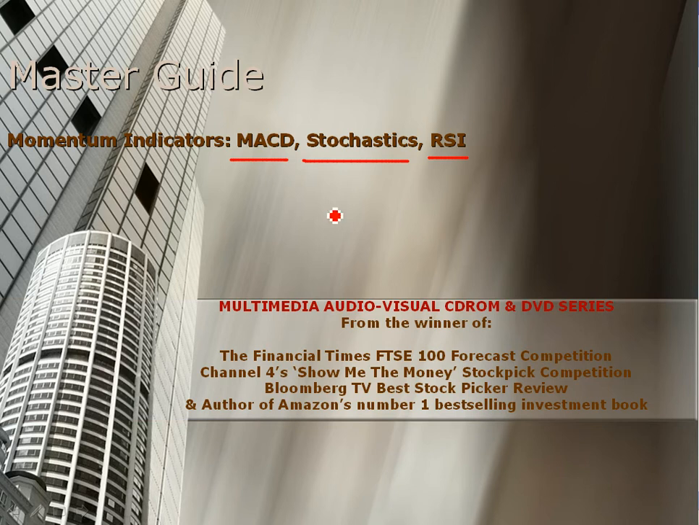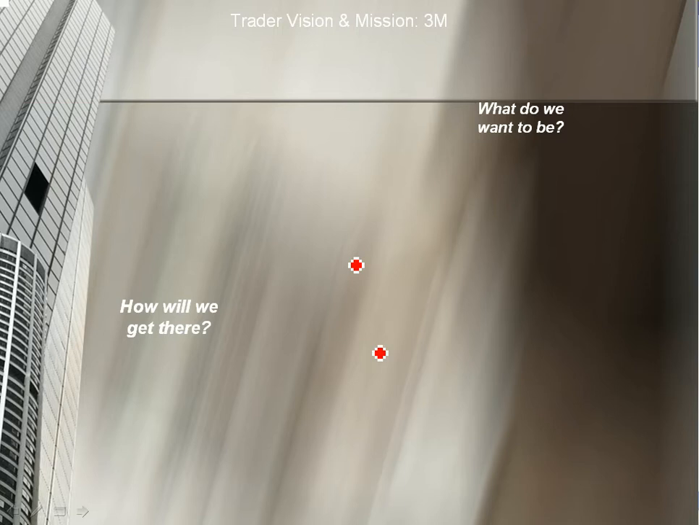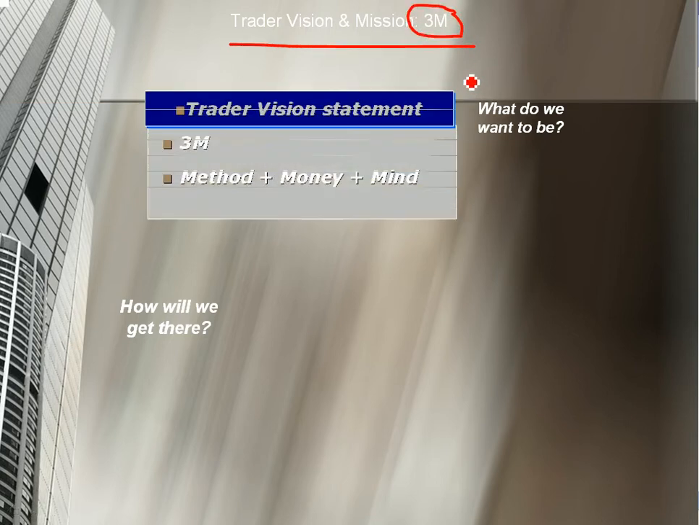Okay, so let's kick off. Now what I do with all the CDs is first of all explain to people what it is that is our ultimate trader vision and mission here, and it always comes down to the 3 M's. And those are method, money, and mind. Essentially, where do we want to be? What do we want to be? We've got to have, as traders, a vision statement.